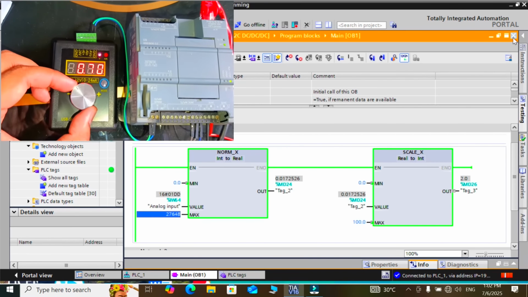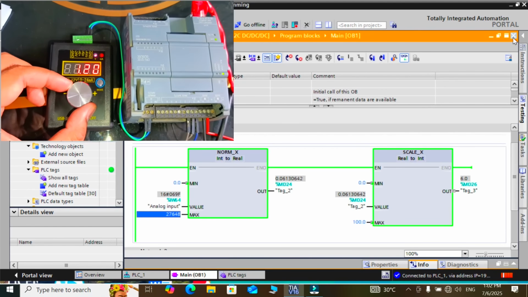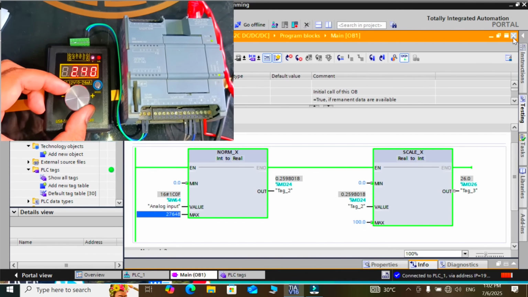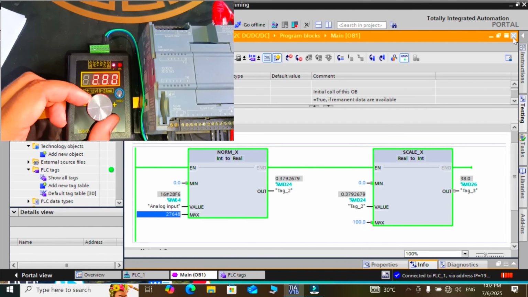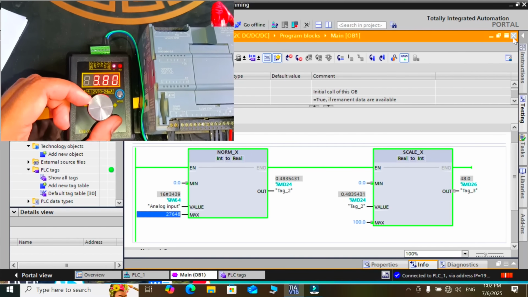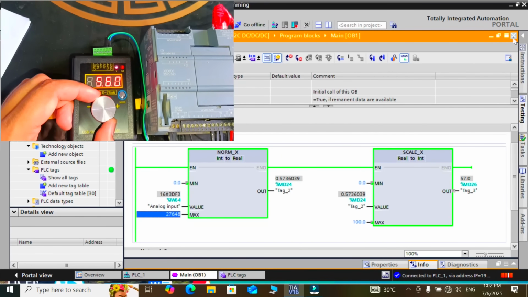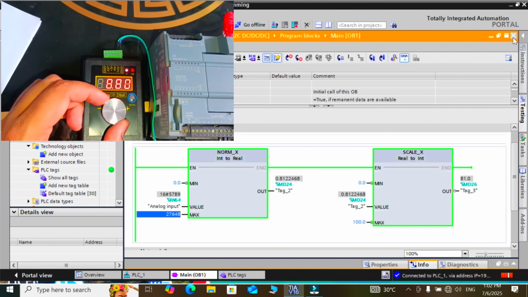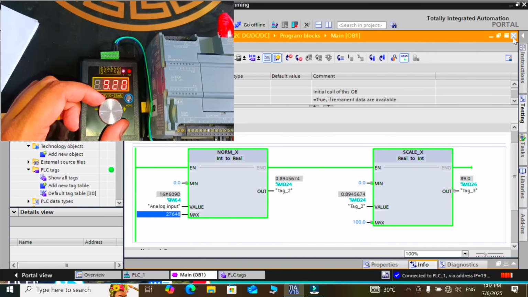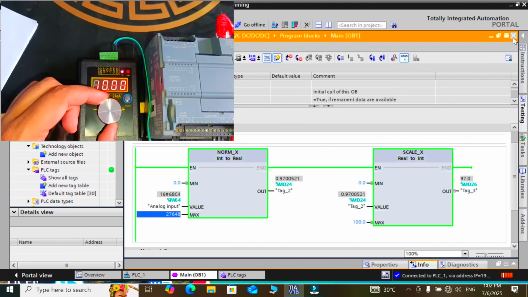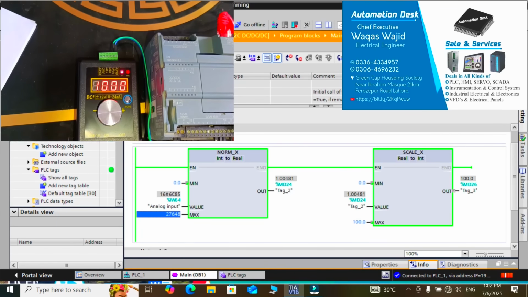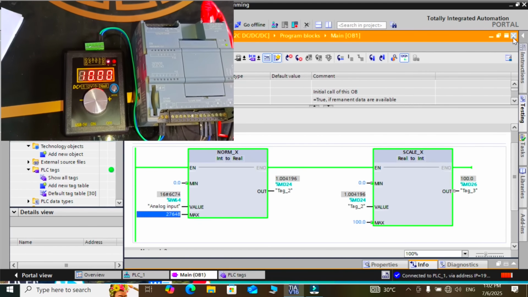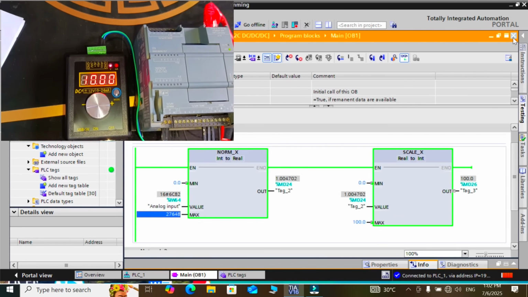As I increase the value step by step, you can see in the scale block the temperature is increasing as the voltage is increased at the input side. The scale block is providing us the scaled value, and it is starting from 0 degrees Celsius and going up to 100 degrees Celsius, because we have fixed the minimum value as 0 and the maximum as 100. MD26 has reached 93 degrees Celsius and it's increasing step by step. As you can see in the video, we have provided 10 volts and its output is 100 degrees Celsius. So this is the scaling method in Siemens PLC.